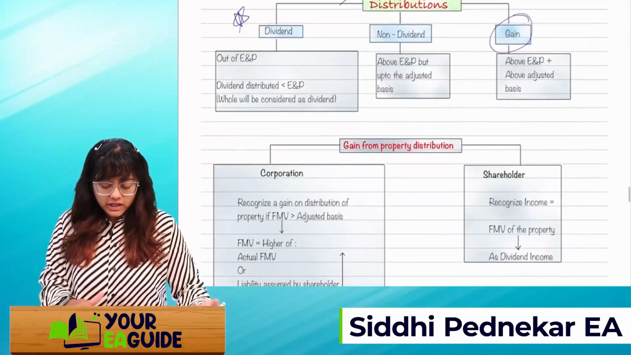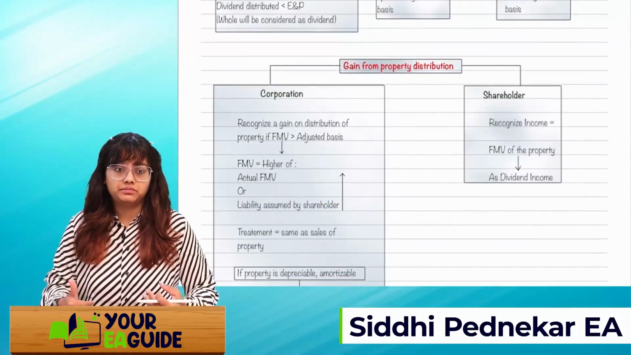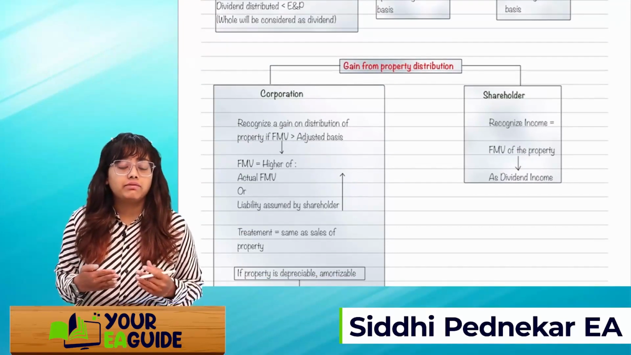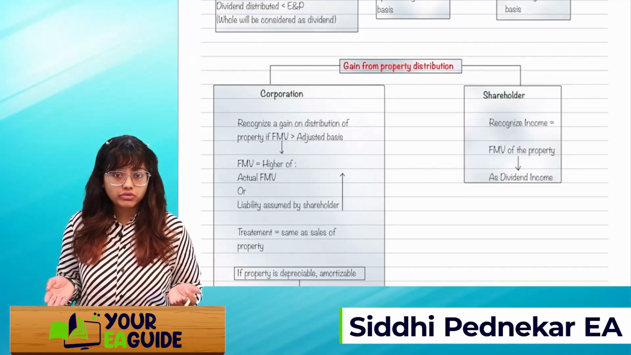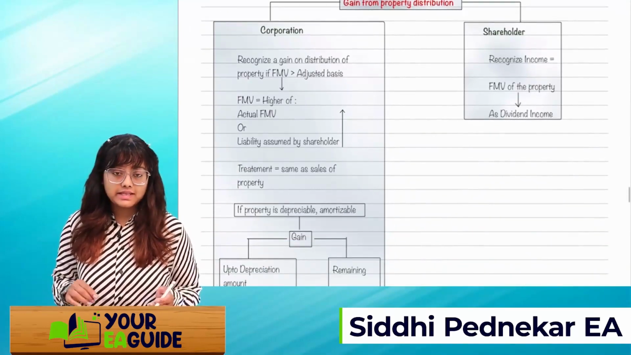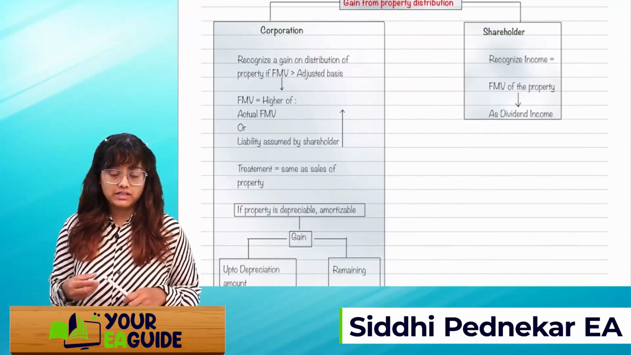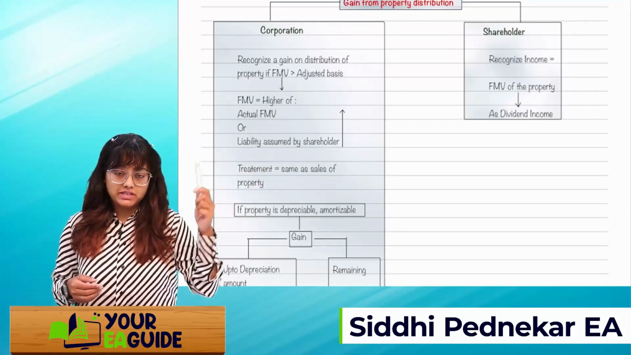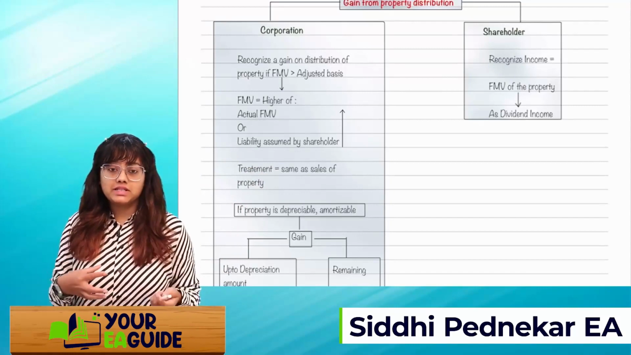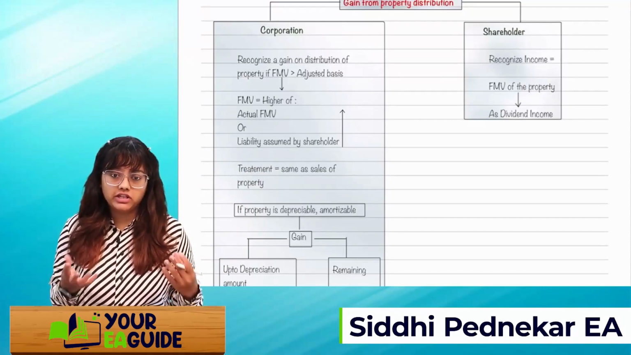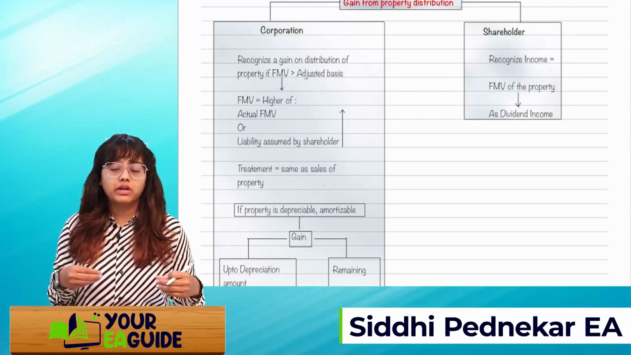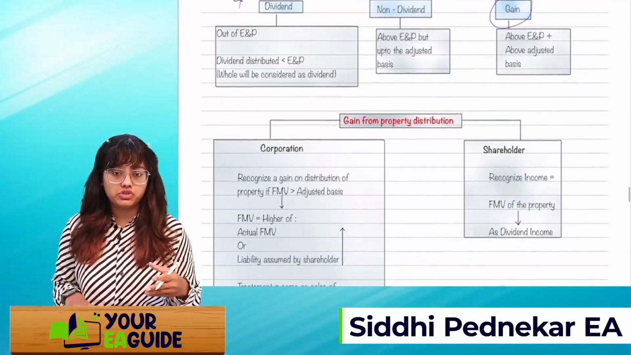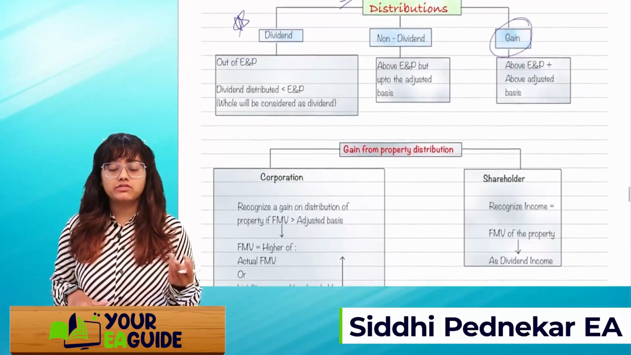Now, what if in a distribution you receive property? If the shareholder is getting property from the corporation in the form of a dividend, you will have to recognize gain. But how much gain will be recognized? For that, you compare the FMV of the property with your adjusted basis. If your adjusted basis is less than the FMV, then only you recognize the gain. Up to the adjusted basis, it's not a gain; it's a non-dividend distribution. Over and above your basis, it will be a gain.